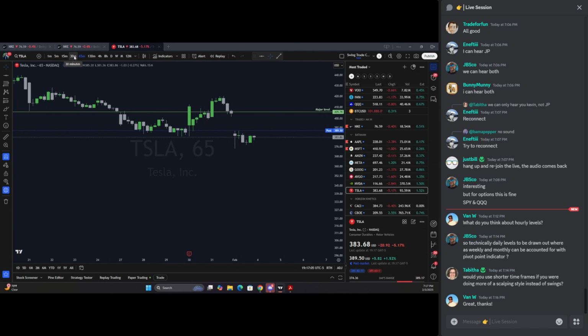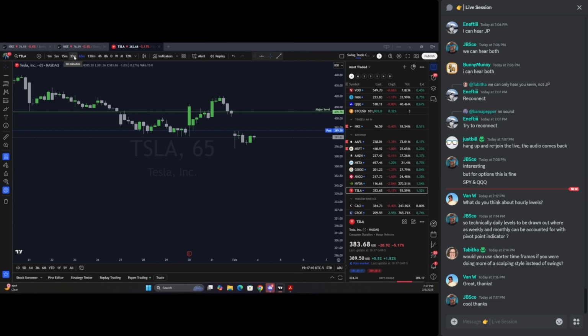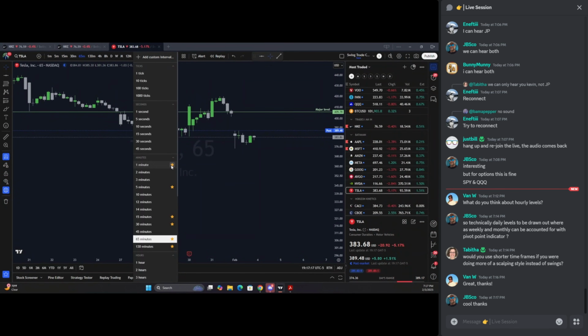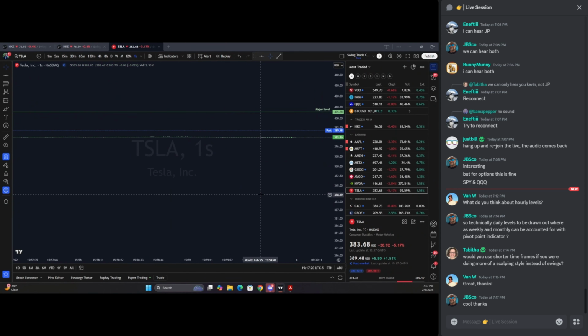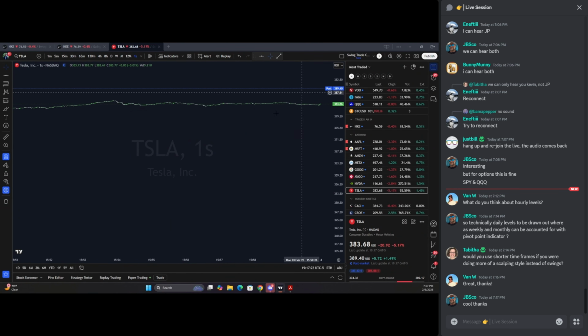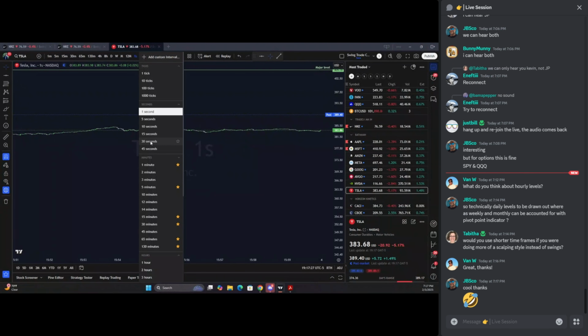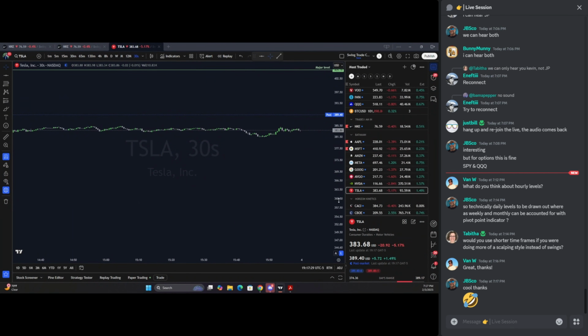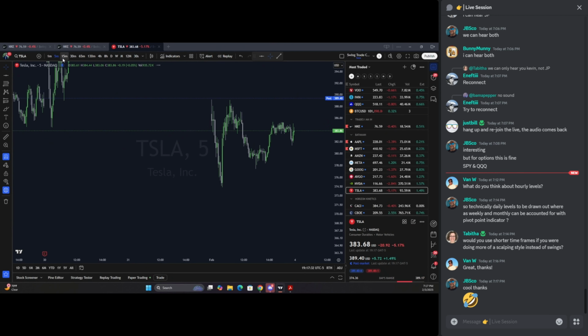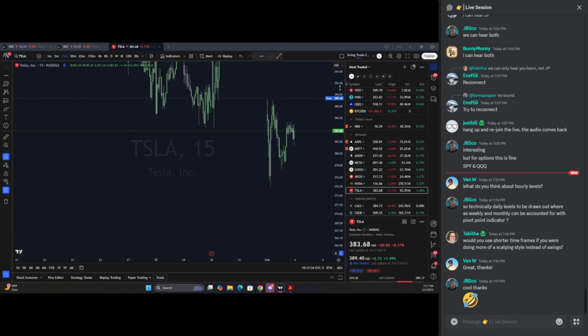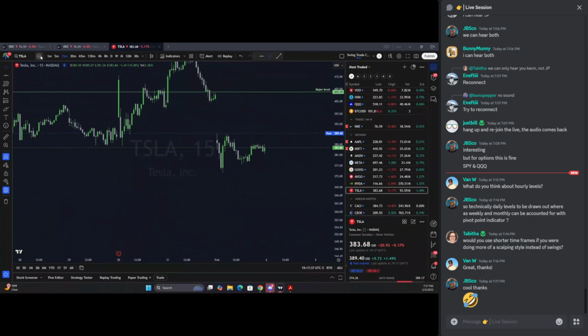Would you use shorter time frames if you were doing more of a scalping style instead of swings? Absolutely. I'm not going to sit here and tell you, hey guys, let's go trade on the 1 second, right? And I'm not going to say, hey guys, let's upgrade our lifestyle and go to the 30 second. No. I like to use the 5. I like to use the 15. I try to avoid these two time frames, to be quite honest.